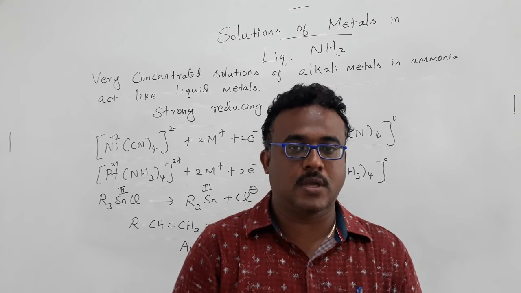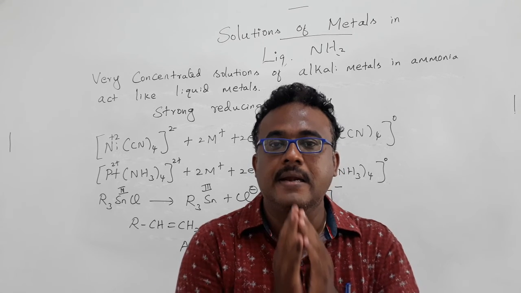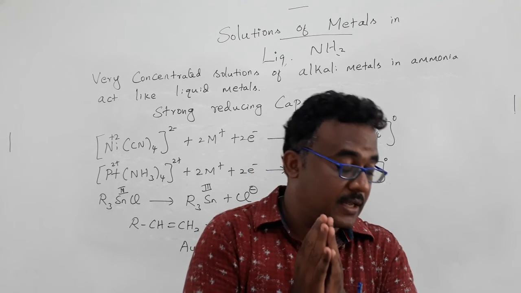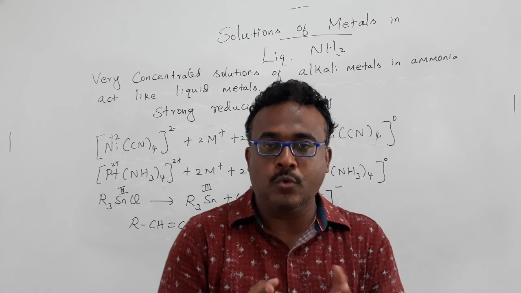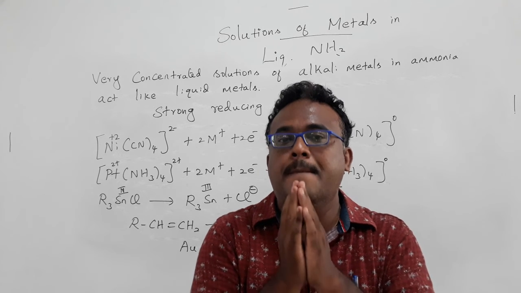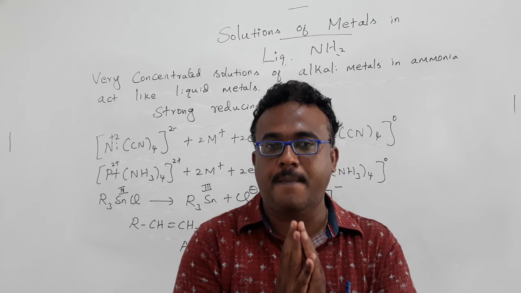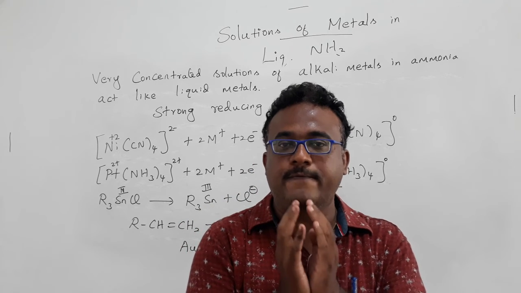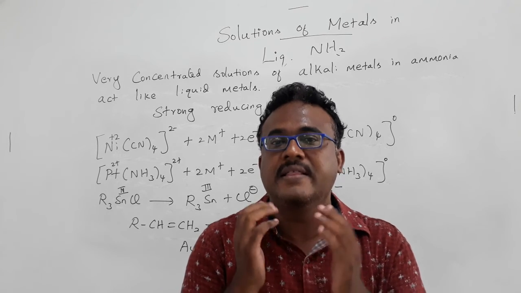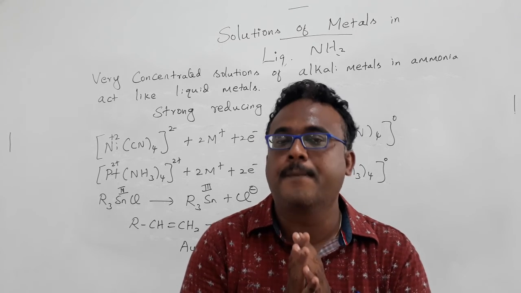Further addition of metal to the bronze color solution will give liquid metal. Especially in the case of lithium, it was crystallized in the form of a tetramer of lithium. I mean, 4 ammonia molecules were surrounded by the lithium. It has 1 electron. That electron is responsible for high electrical conductivity as well as paramagnetic properties.